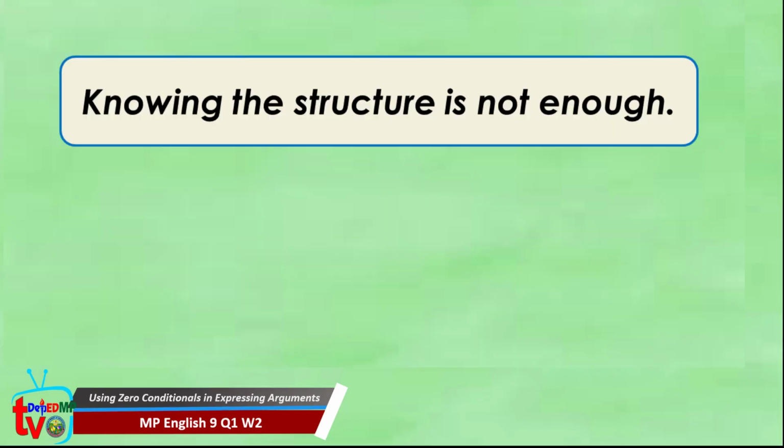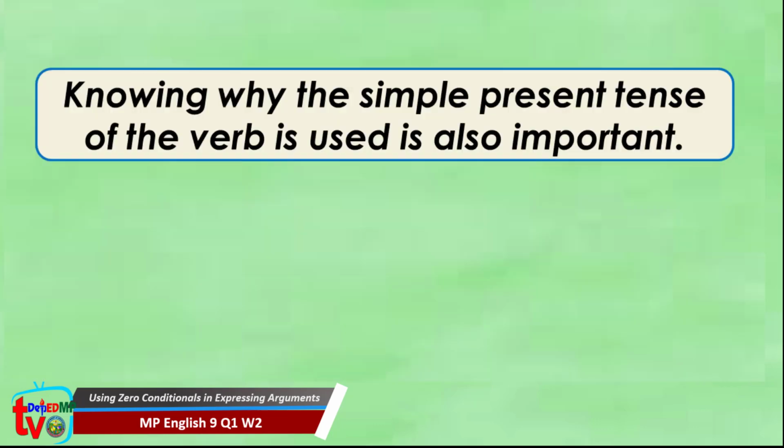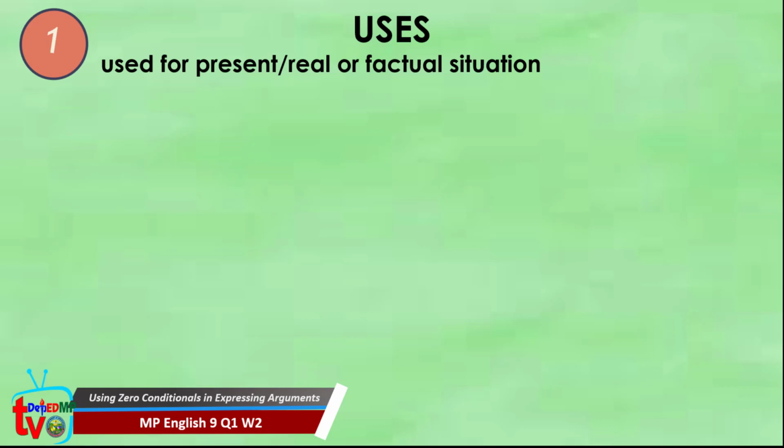Simply knowing the structure or form of the zero conditional sentence is not enough to understand this type of conditional sentence. We have to know why the tenses of the verbs to be used need to be in the simple present tense. What is behind the simple present tense? The answer lies in the uses. The first use is zero conditional sentences are used for present, real, or factual situation.